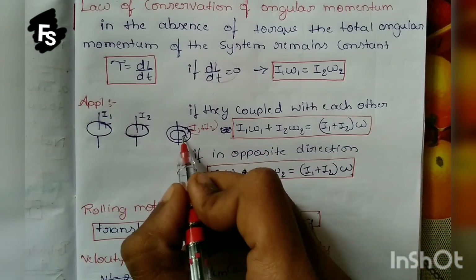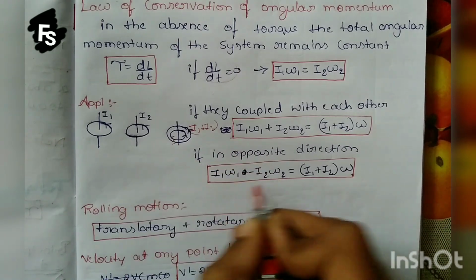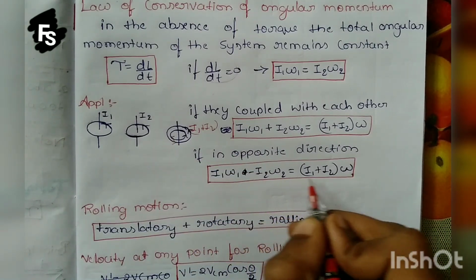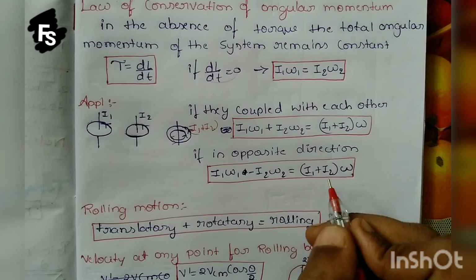Now, if they are in opposite directions, then I1 omega 1 minus I2 omega 2 is equal to I1 plus I2 into omega.